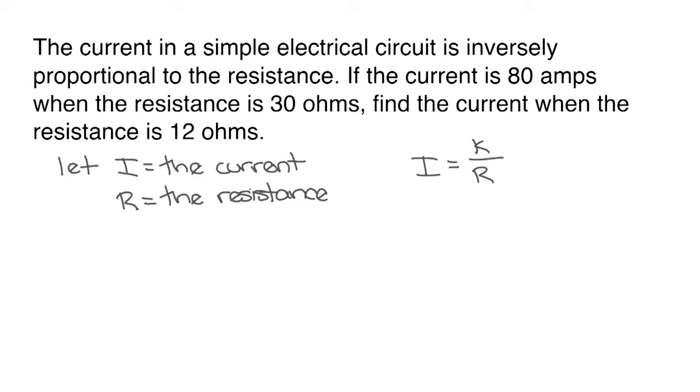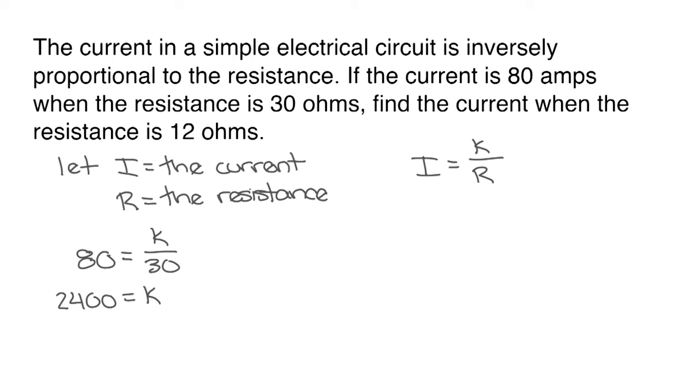We were also told that the current is 80 amps when the resistance is 30 ohms. So we can solve for K by substituting 80 for I and 30 for R. So we have 80 is equal to K over 30. Multiplying both sides of the equation by 30, we have 2400 is equal to K.